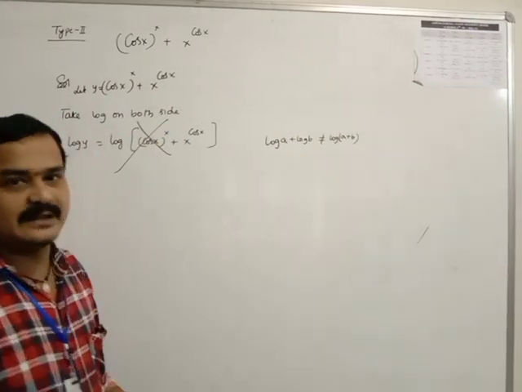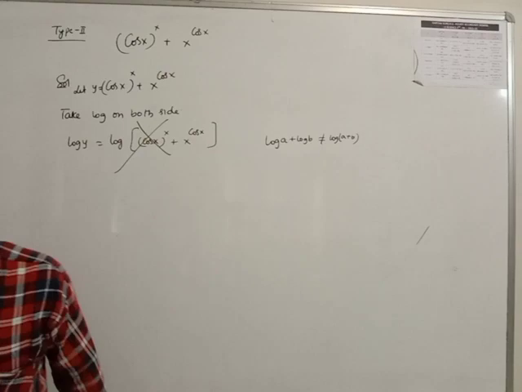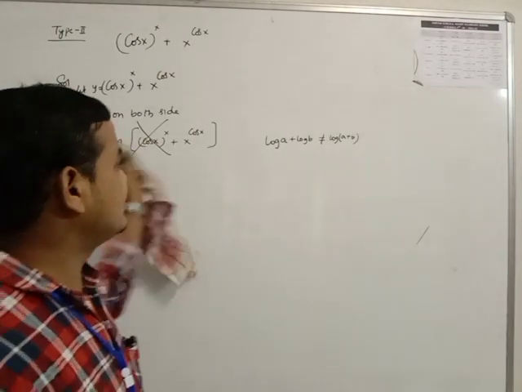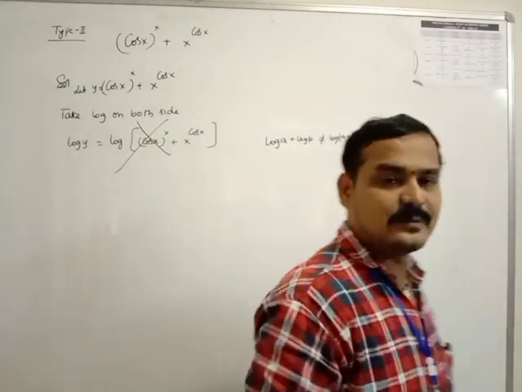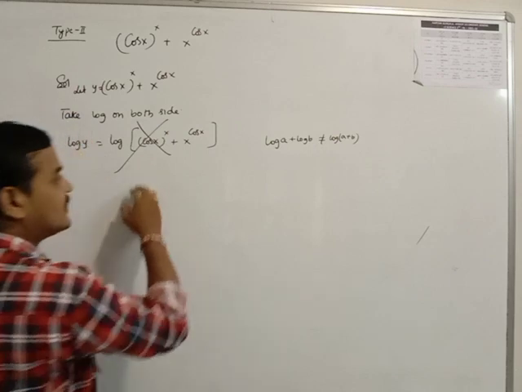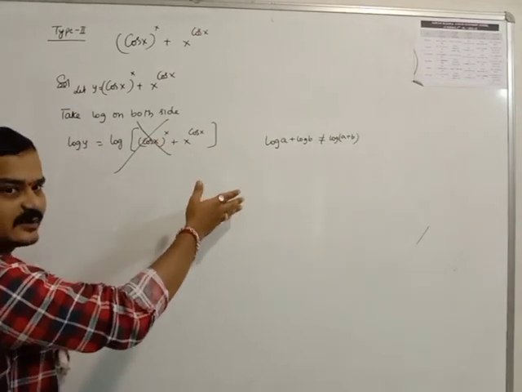Directly you cannot apply the log. So that's why this is a very important method. Most of the students are applying the log directly. If you apply the log directly, after applying the log, they write log of cos x plus log of x to the power of cos x.